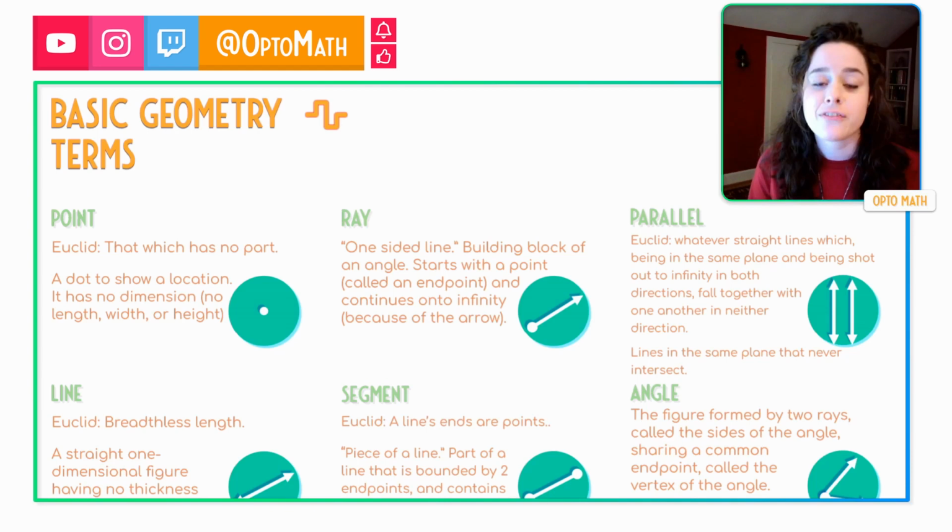The first one we have is point. So a point is just a dot to show a location. It has 0 dimension, so you can't really measure a point. You can just tell where it is.